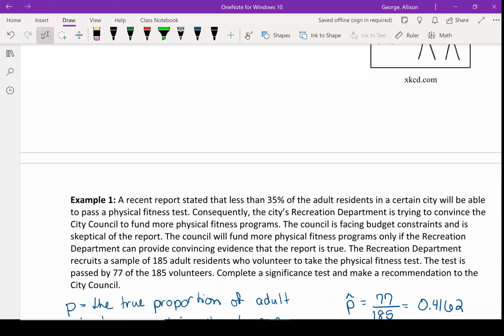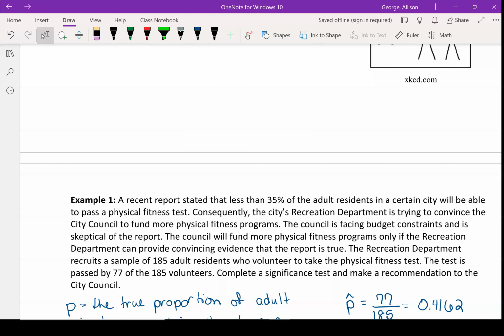The council is facing budget restraints and is skeptical of the report. The council will fund more physical fitness programs only if the recreation department can provide convincing evidence that the report is true. So the Recreation Department recruits a sample of 185 adult residents who volunteer to take the physical fitness test. The test is passed by 77 of the 185 volunteers. Complete a significance test and make a recommendation to the City Council.